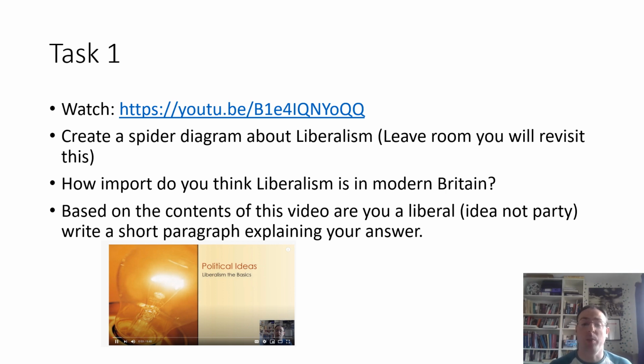I want you to think about a couple of key questions. One is I want you to think about how important liberalism is in modern Britain. So are you seeing ideas in here? Now, this isn't about the Liberal Party, the Liberal Democrats. This is about liberalism, the idea, the concept. And it might well be that you can see it present across all the major parties. You might not see huge amounts of it in the major parties. That's one of the judgments that you're making. And also think about the stuff that we've done in terms of government. Does our system seem to be based around liberal principles?